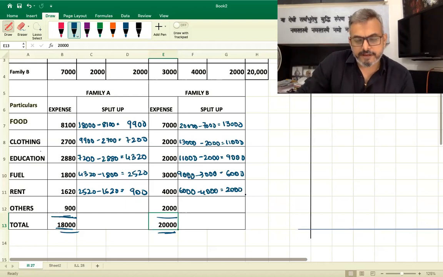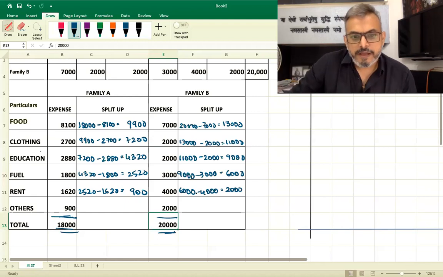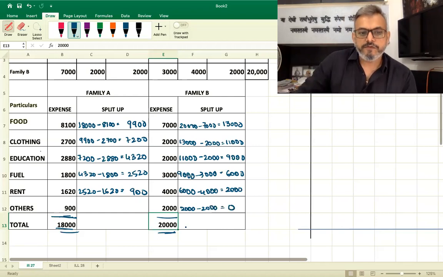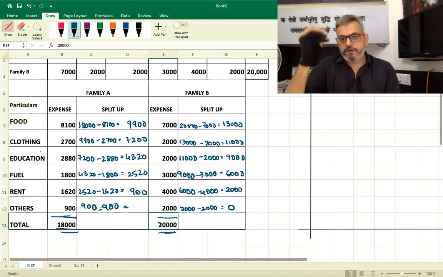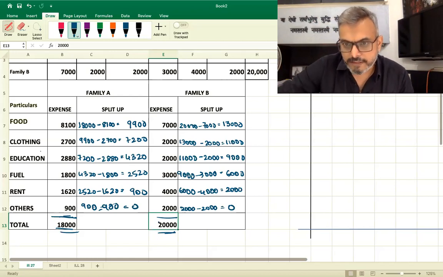You will say, sir, why did we get stuck here? No, you don't have to get stuck; you can move ahead. So if you move ahead, what will come? 2,000 minus 2,000, which is equal to 0. Here also 900 minus 900, which is equal to 0. So if you want to go till the end, go till the end. At the end, you should get 0. Please do this, and then we write the heading and we proceed with the sum.